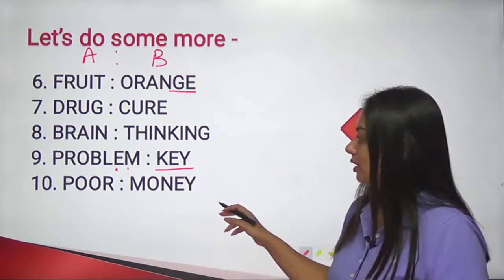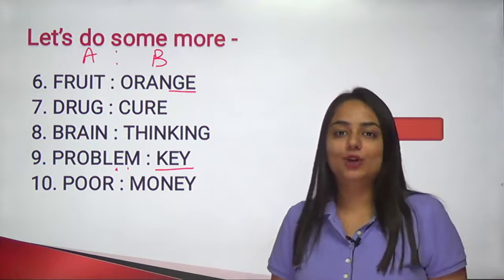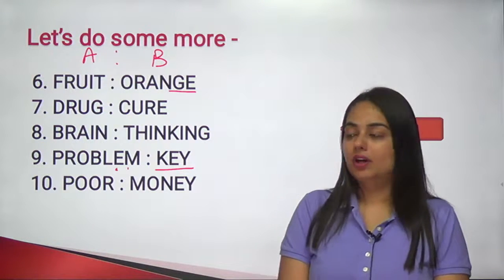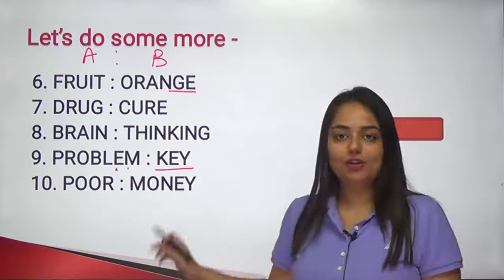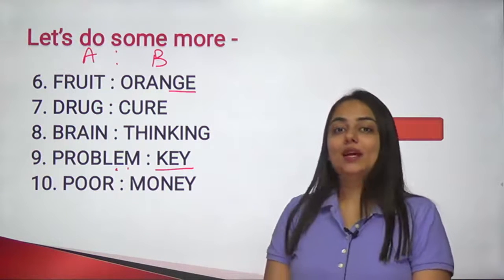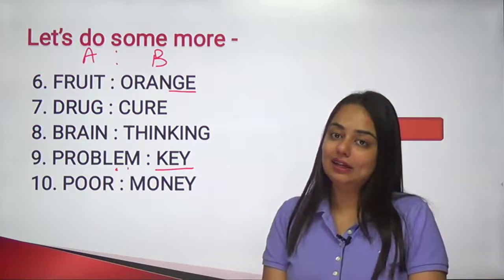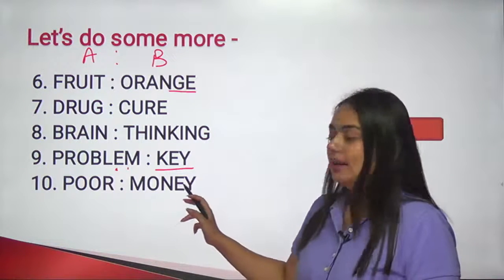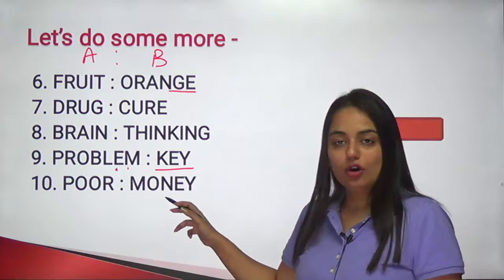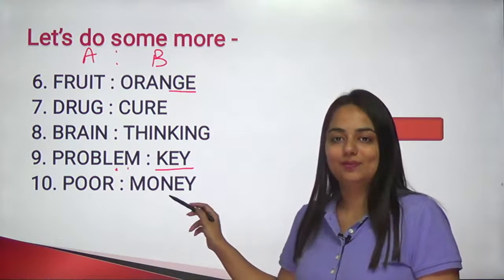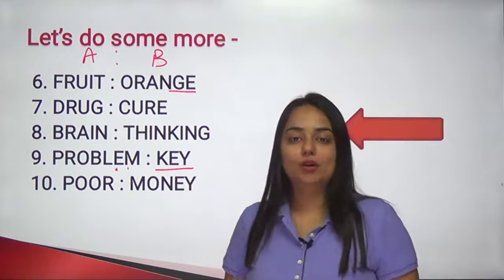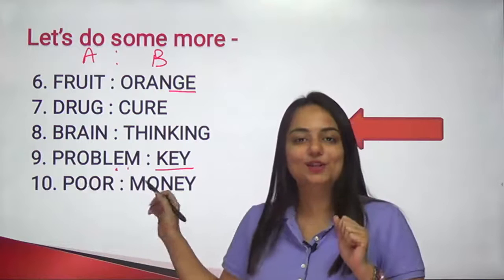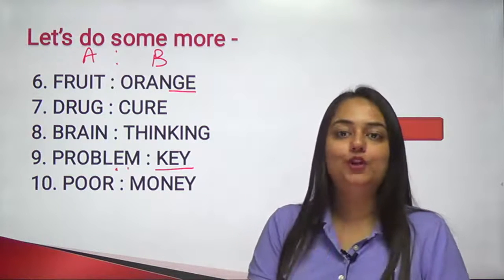Moving on to the next one, poor is to money. Now there can be 2 different kinds of relationship that we can decode here. We know that poor people don't have money, or they lack money. Or we can say poor people are in need of money. They need money. So here 2 relationships can be A lacks B, or you can say A needs B. I hope some of these relationships, we've done almost 10 types of relationship, are going to be very useful for you.